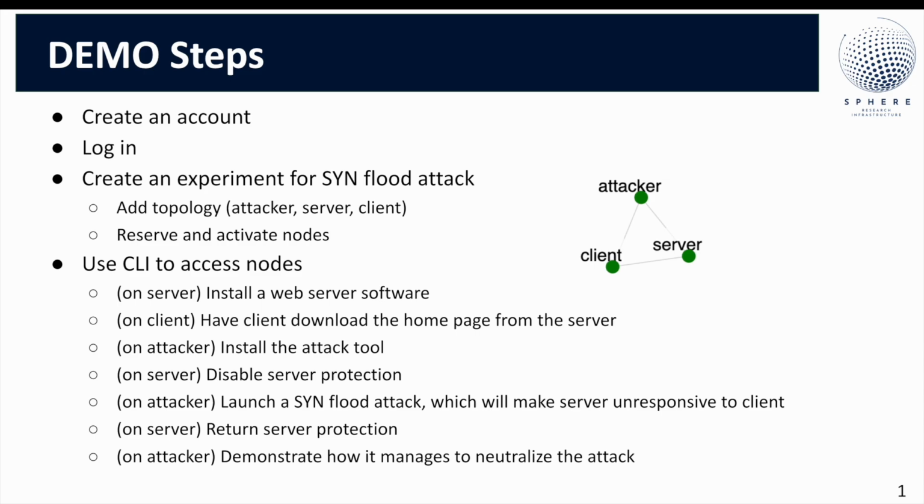We will install software on server node and then ask for the home page from the client node. We will next install the attack tool on the attacker node and disable server protection. We will show how the SYN flood attack disables the server so that it cannot reply to clients' requests. We will then return the protection and demonstrate how, in this new setting, the attack is not successful anymore.